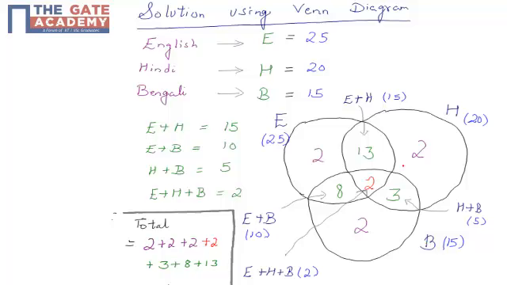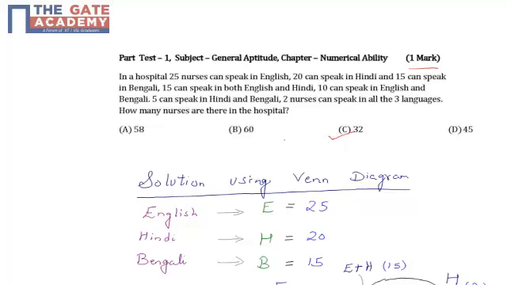So this is our Venn diagram. To find the total count, we will simply add all these numbers, that is 2 plus 2 plus 2 plus 2 plus 3 plus 8 plus 13. If we sum it up, it comes to 32, that is our option C.